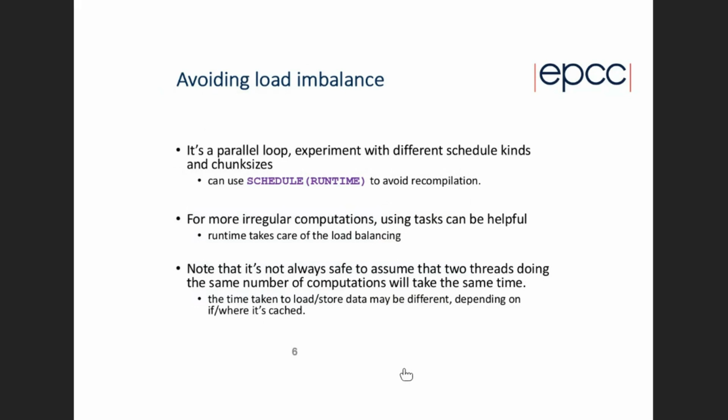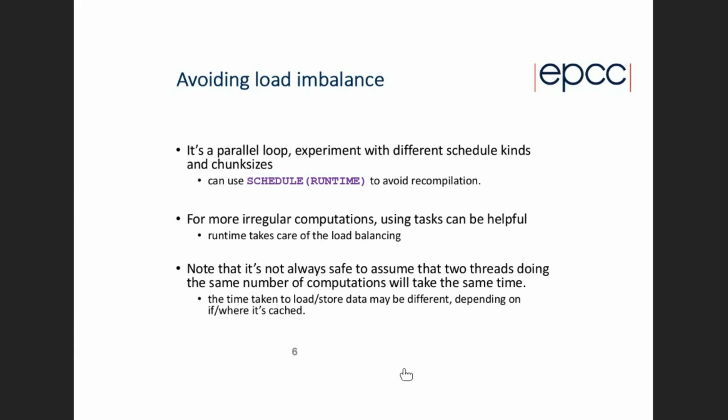So what can you do about it? Well, if it's a parallel loop, then we can experiment with different schedule kinds in OpenMP. So you've got static, dynamic, guided, auto, and you can choose the chunk size for the static and dynamic schedules, for example. So there's quite a lot of experimenting you can do to find a good schedule for your loop.